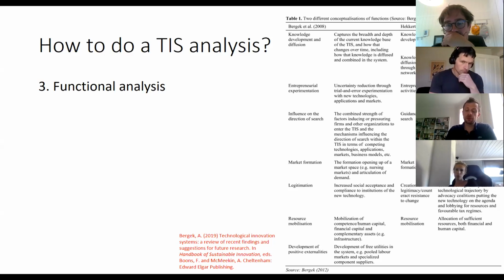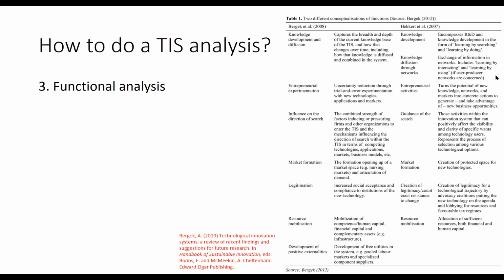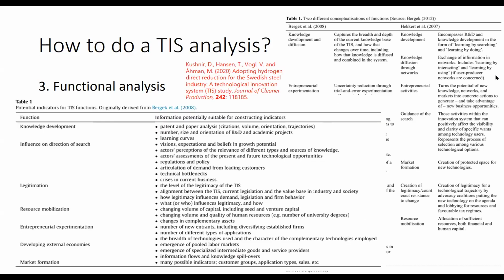The processes concerned with developing markets, creating legitimacy, and mobilizing resources for the technology are described in quite similar ways in the two approaches. And then finally, Bergek includes a category on development of positive externalities, which basically refers to aspects such as a common pool of skilled labor, development of specialized intermediaries, or the establishment of technology-specific infrastructures. So these are all the functions that need to be assessed, right? And then of course there's a question of how to do this empirically.